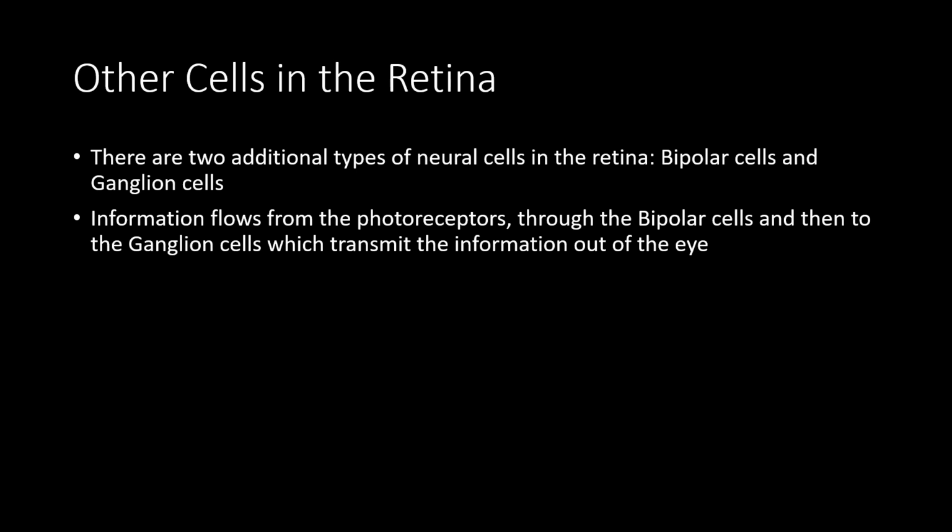Before going further, there are a couple of other cells in the retina to be aware of. There are 2 additional types. One is called bipolar cells, and the other type are called ganglion cells. Information flows from the photoreceptors through the bipolar cells into the ganglion cells, which then ultimately transmit information out of the eye into the thalamus itself, specifically what is called the lateral geniculate nucleus, and from there into the back or area V1 of the occipital cortex. Don't worry, we'll talk about those regions and names a bit more as we move on.